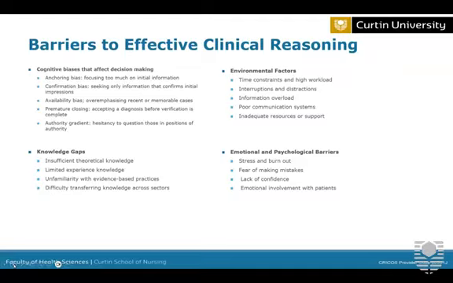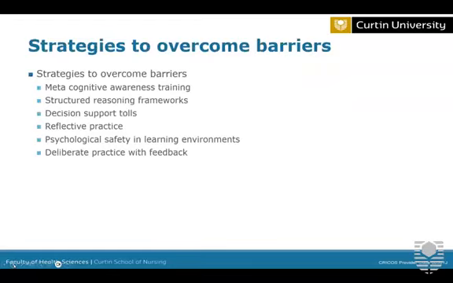So knowledge gaps, as you engage in more clinical practice and as you bring together all of the learning from the other units that you're learning in each semester, you're always building on knowledge for safe practice, safe and evidence-based nursing practice. And the last category which can impact effective clinical reasoning is any emotional or psychological barriers, and this is stress and burnout, fear of making mistakes, lack of confidence, or over emotional involvement with patients.